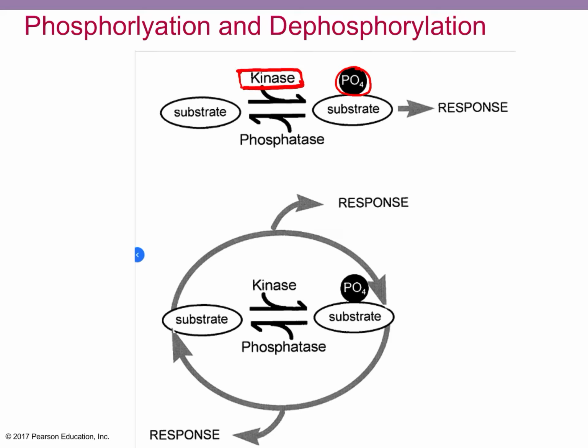Now we can also take off the phosphate group, and another enzyme does this, and they are called phosphatases. These are just groups of enzymes. There are lots of different kinases and lots of different phosphatases, but that's what we call them. So kinases add the phosphate group and phosphorylate something. Here we would say that substrate has been phosphorylated. We take the phosphate off, and now we have dephosphorylated that substrate.